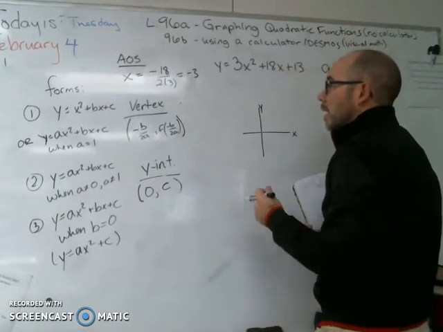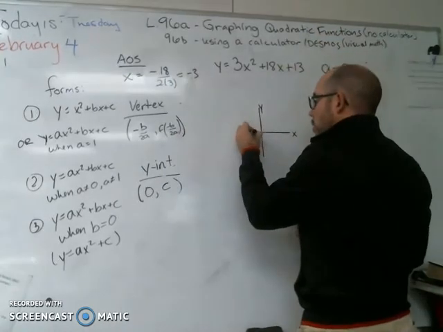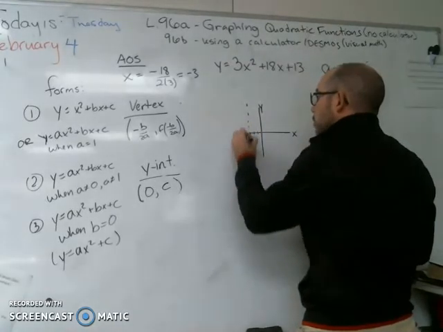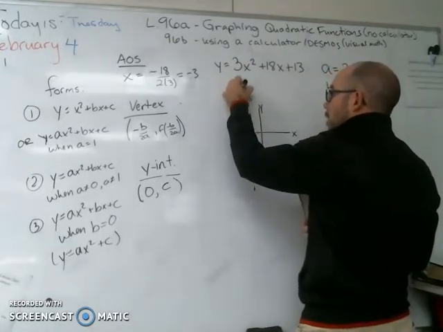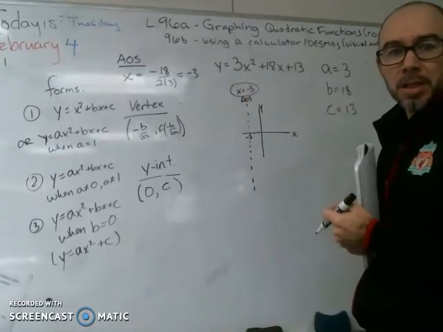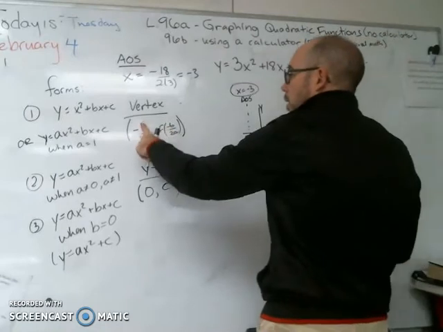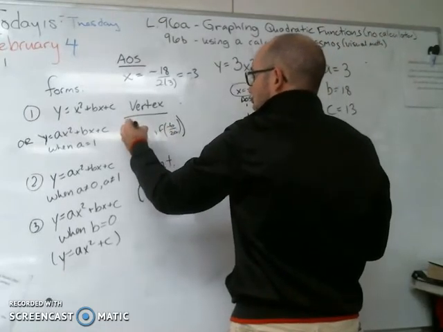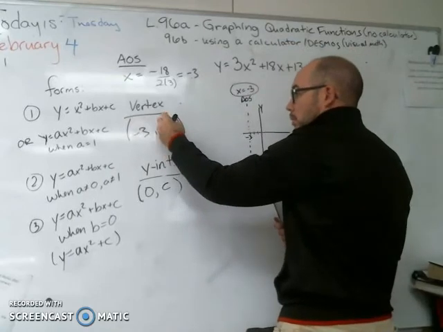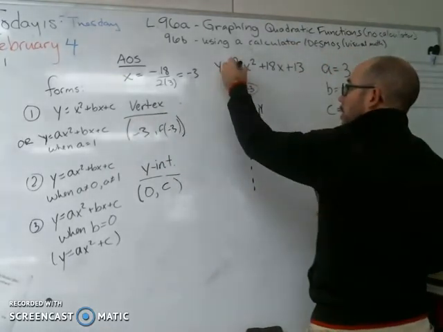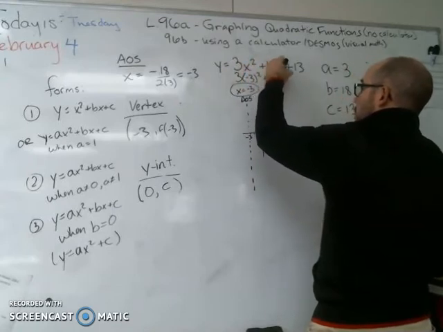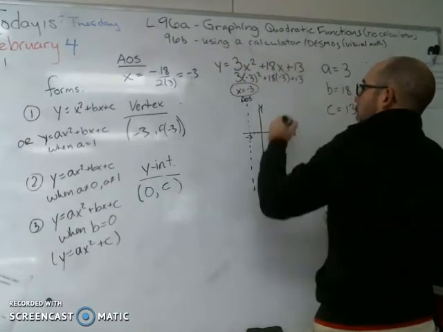Axis of symmetry is at x equals -3. 1, 2, 3, -3. There's my axis of symmetry at x equals -3. That's the first bit. Second bit, we're going to use that -3, and then evaluate the function at -3. It'll be 3 times -3 squared plus 18 times -3 plus 13.